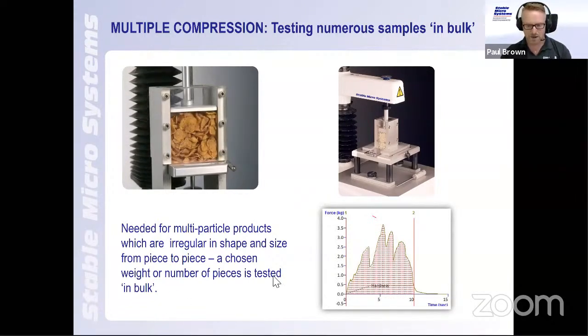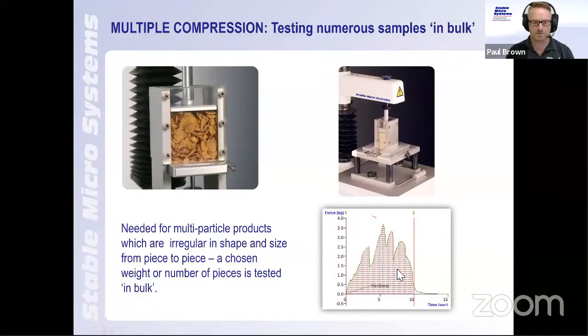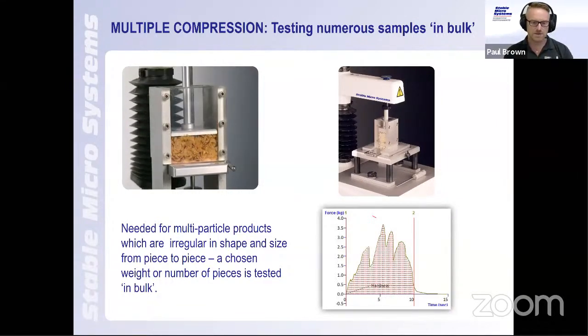Again, you can see on the graph here, it's a force time graph, but instead of just a single line going up, we have multiple peaks, which can represent the fractability of the different products. The video that you're seeing is cornflakes, the breakfast cereal. Individually, they're very irregular in shape, so testing them in bulk makes for a much better repeatable test.